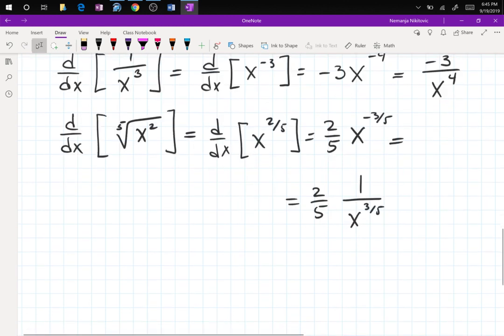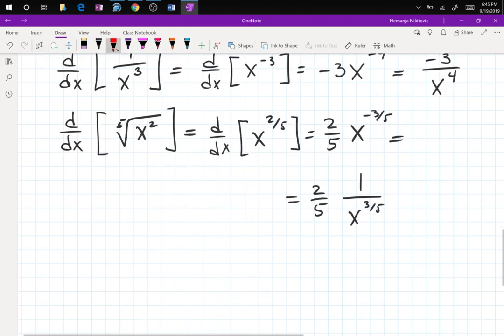Okay, next one. Yes. Do I have to write it in that form or just leave it as 2 over 5 x to the 3/5? No, you have to, yeah, no negative exponents. No negative exponents.